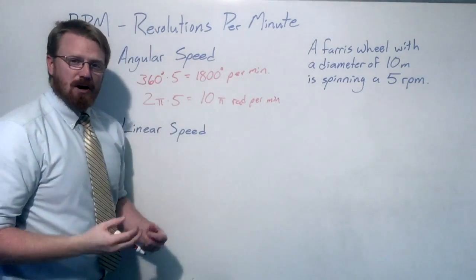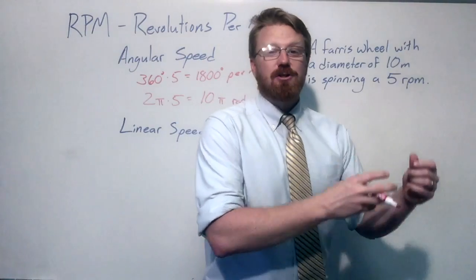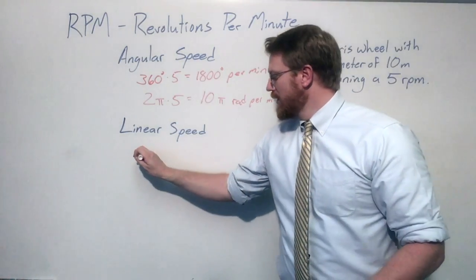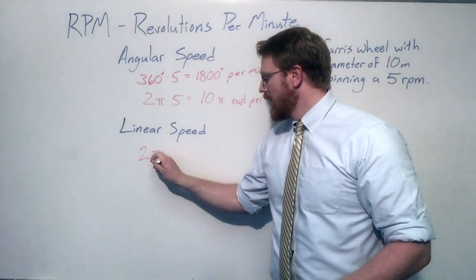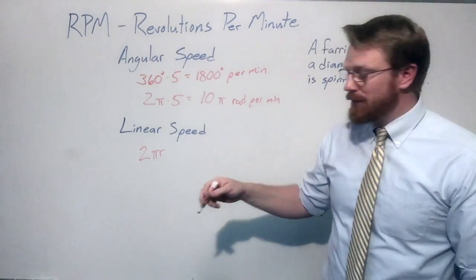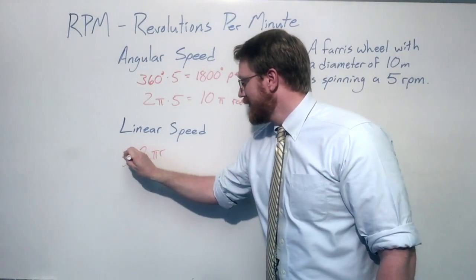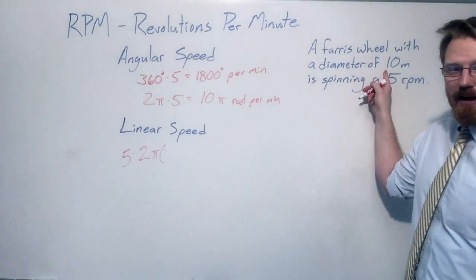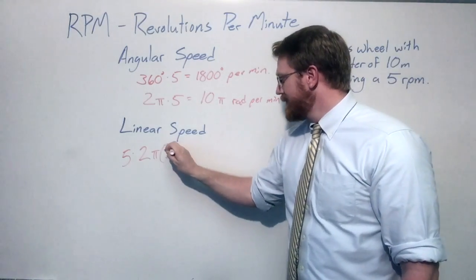The linear speed, if you're actually sitting in a cart on this thing, is the distance you traveled as you went around the Ferris wheel 5 times. We're going to have to rely on our circumference formula, 2 pi r. And how many times did you travel that circumference? It references the RPM again, in this case, 5. I'm going to substitute in my radius, which also happened to be 5. My diameter is 10. My radius is 5.